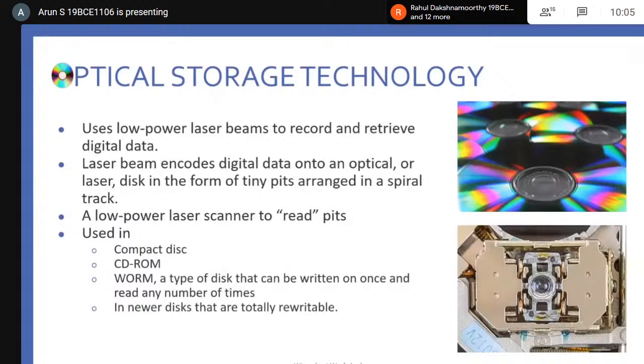This technology is used in compact disc CD-ROMs, which can store text and images as well as sound, in write once, read many discs, which are a type of disk that can be written on once and read any number of times, and in newer discs that are totally rewritable.